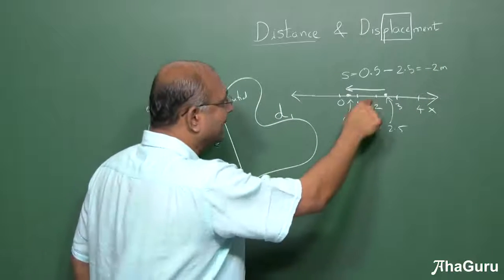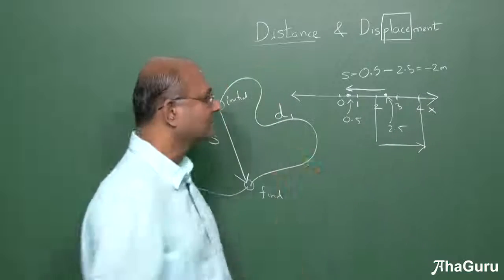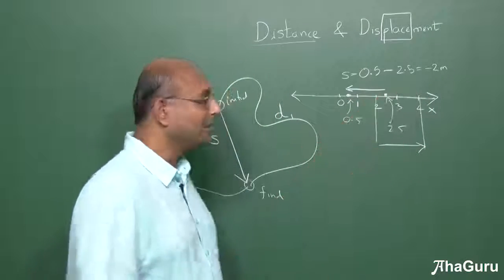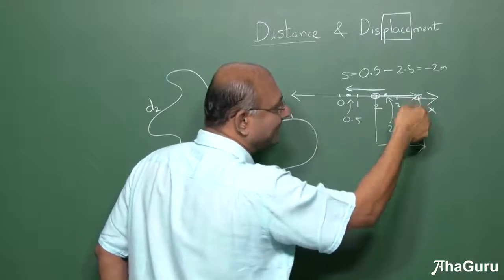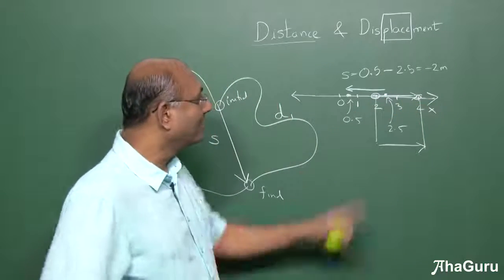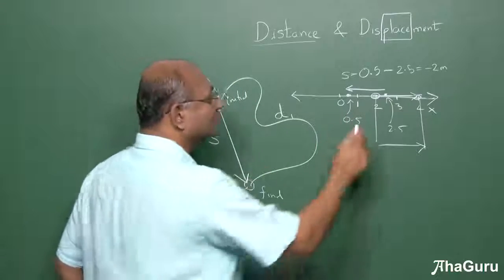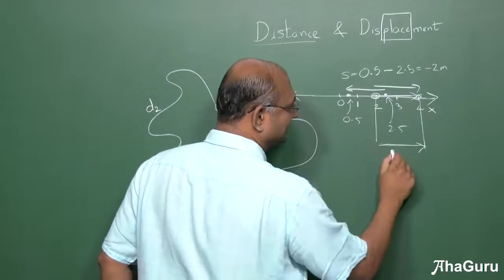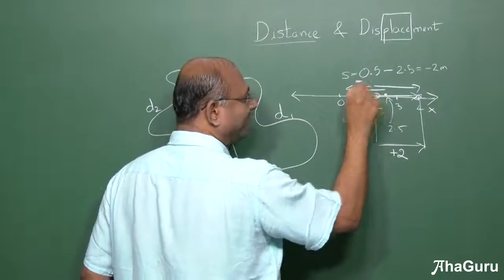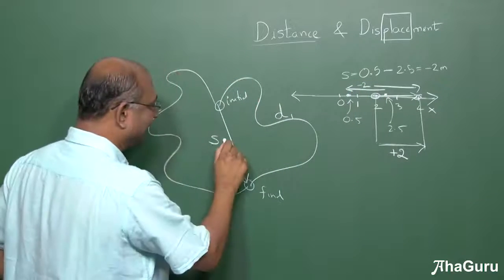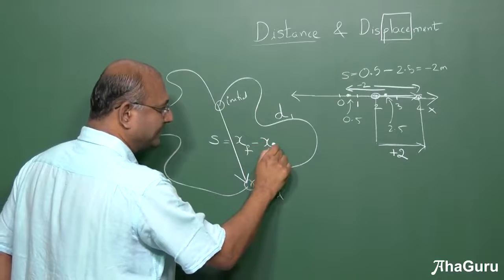Okay, but if I started at, let us say, 2 and I moved to 4 like this, I'm just showing it here. So I start here and I move there. What is my displacement? What is the final? 4. What is the initial? 2. So 4 minus 2 is plus 2. So this displacement is plus 2. This displacement is minus 2. So displacement is final position minus initial position.